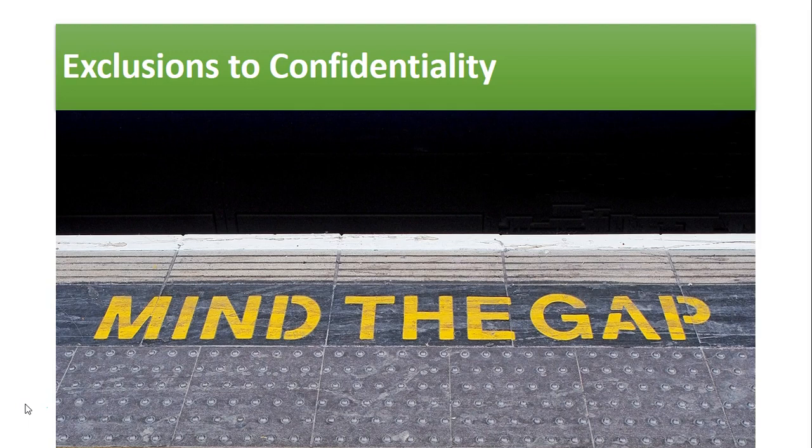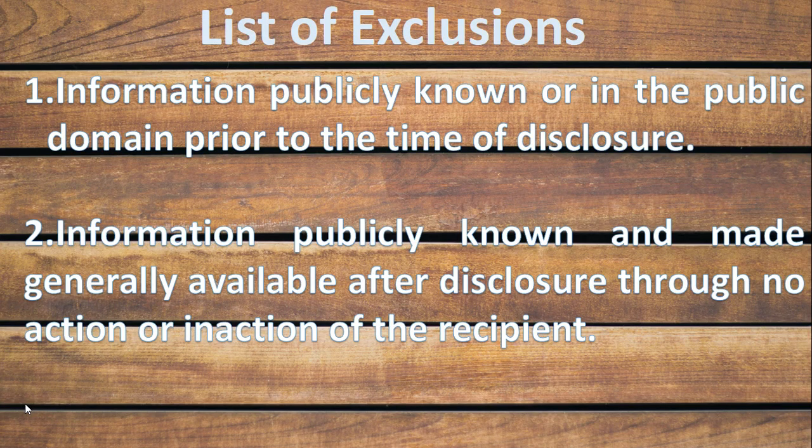Friends, we will move to the next part, which is exclusions to confidentiality. Not every sort of information can be considered confidential, or something which the other party has to keep as a secret. So there are certain exclusions which you might have to consider or which you may include in your non-disclosure agreement, or just make sure that these things are there.